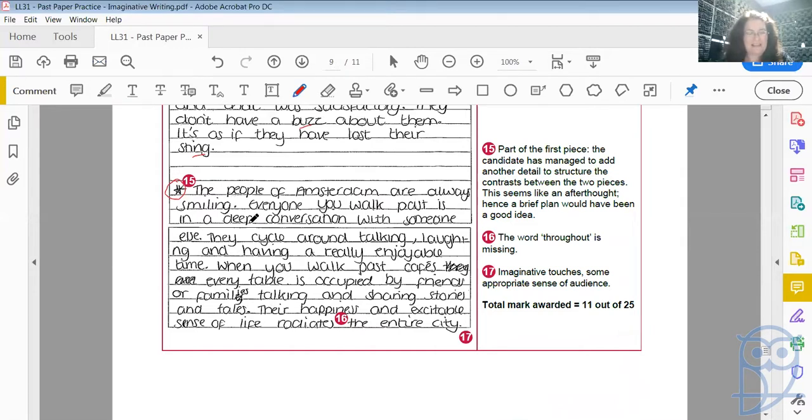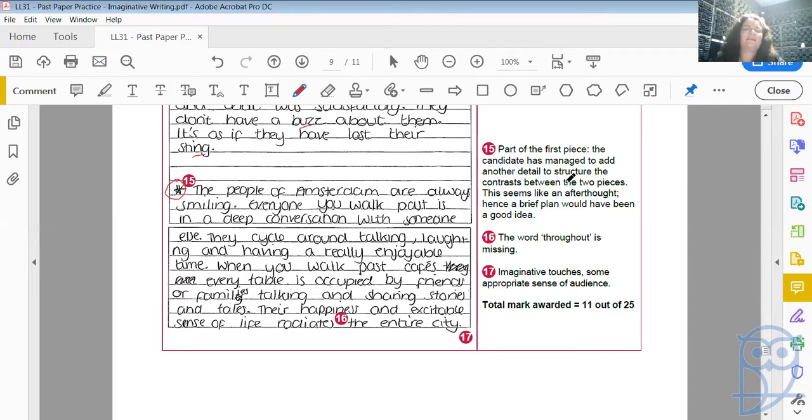Obviously what happened here is that the candidate pointed out certain focuses. They focused on the canals, they focused on Anne Frank's house, they focused on the bikes, and then they decided to focus on the people. They realized they could have added something else. And then they also realized they hadn't added that in the first part, so now they're going to add it. And what the examiner says about this is that this is part of the first piece. The candidate has managed to add another detail to structure the contrast between the two pieces. So that's good. It continues this idea of contrast.